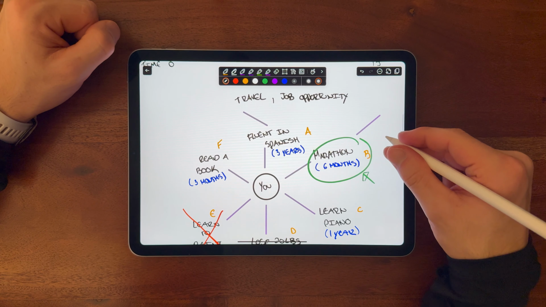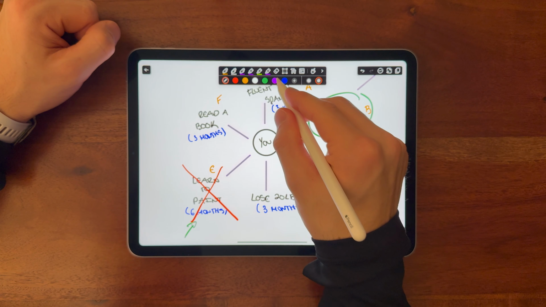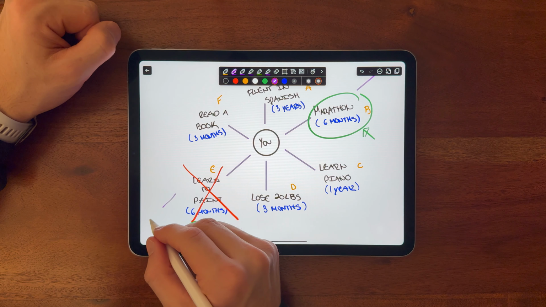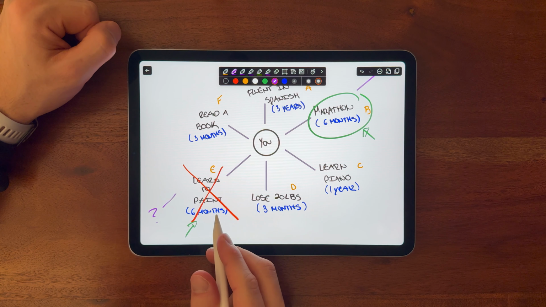And so if we move to learn to paint, the reason why I decided not to pursue this goal is because, in truth, I don't know where it'll take me. I really don't know where learning to paint will take me.